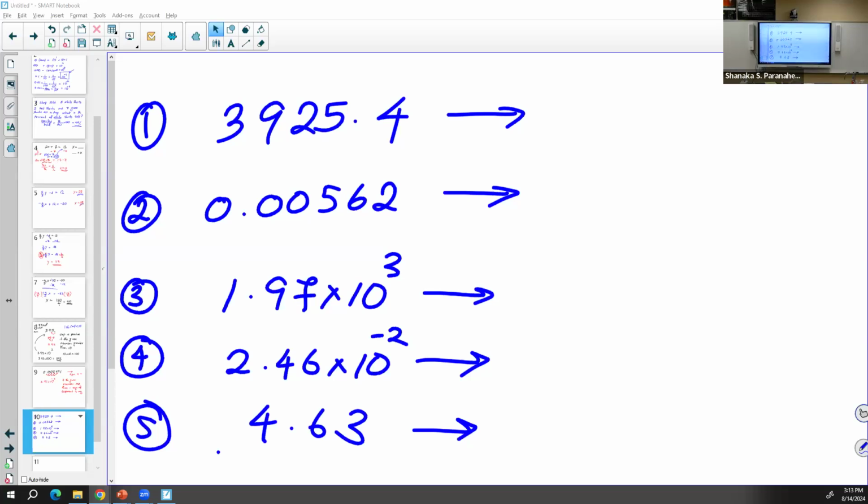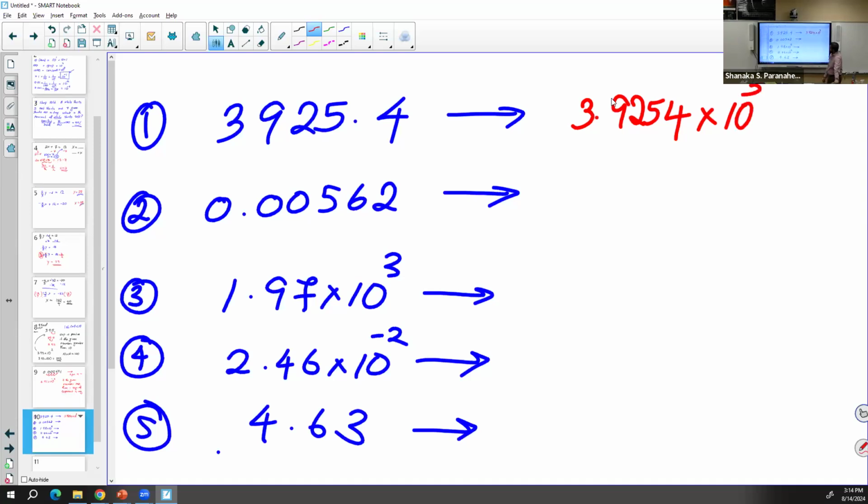Okay, so what is the scientific notation of the first number? Anyone, what is the answer? 3.9254 times 10 to the power of positive 3. Yes, good job. Okay, so next one. 0.6 times 10 to the negative 3. Good job. Okay. The next one is given in scientific notation. So what is the standard form of that number?